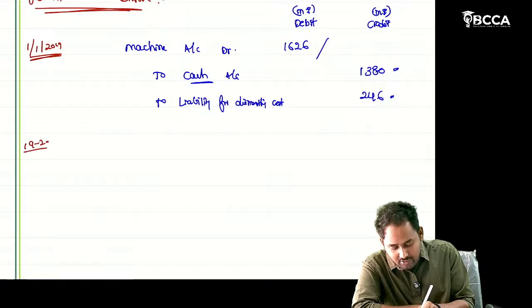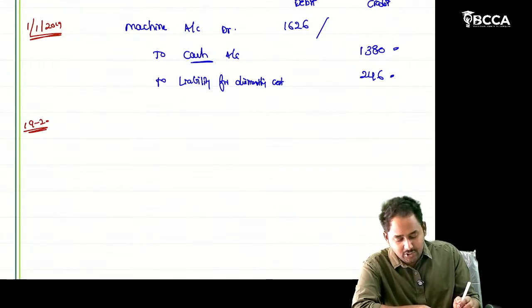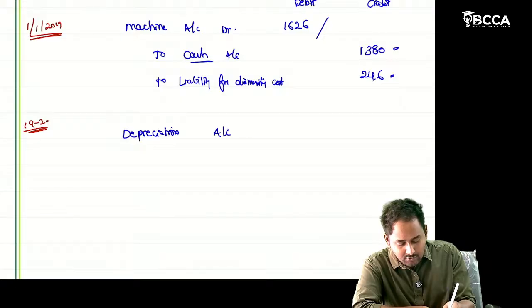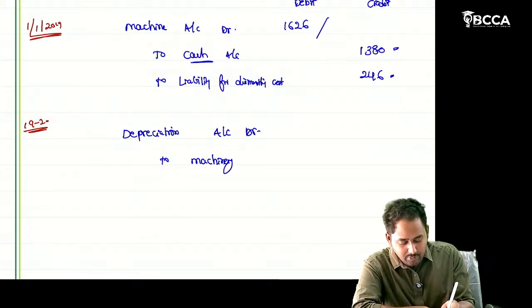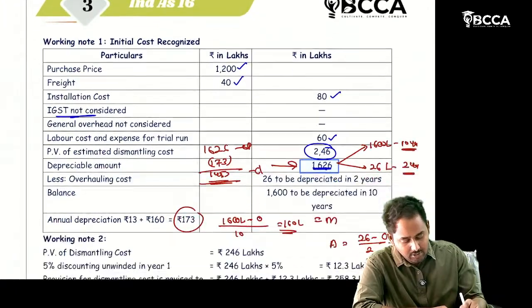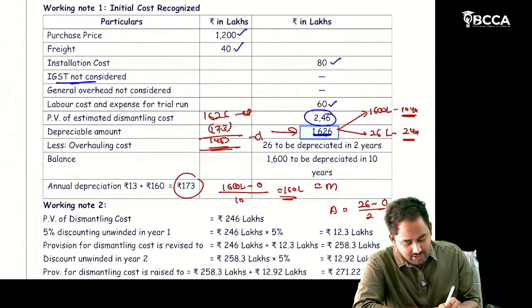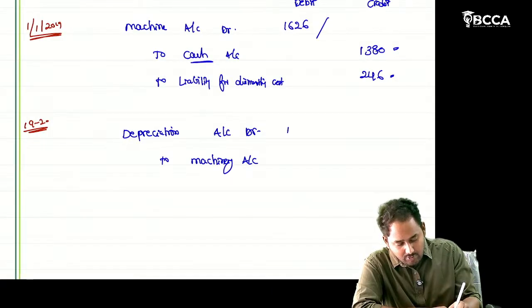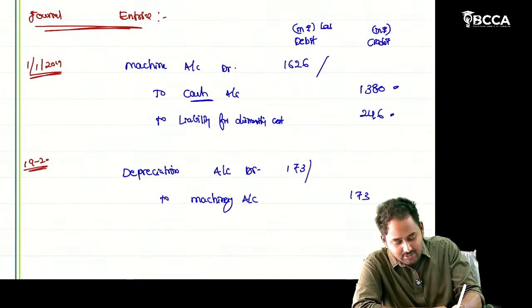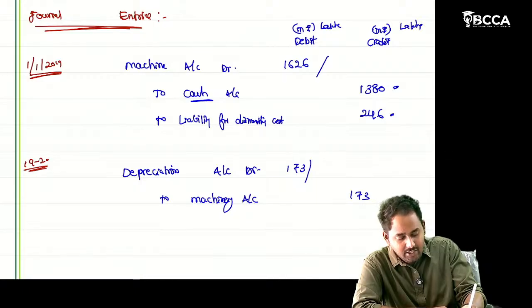During 2019-20, what is the journal entry for the depreciation? Depreciation account debit to machinery account. What is the depreciation value? We already calculated it: the depreciation value is 173. So depreciation account 173 debit to machinery account 173. You should mention rupees in lakhs, otherwise your entire answer is going to be wrong.